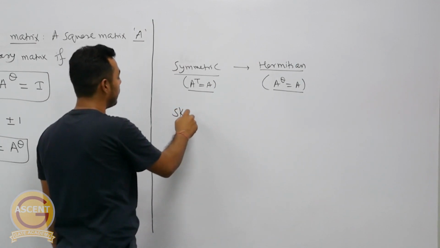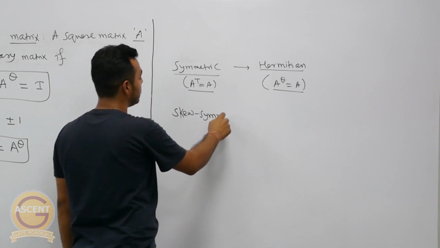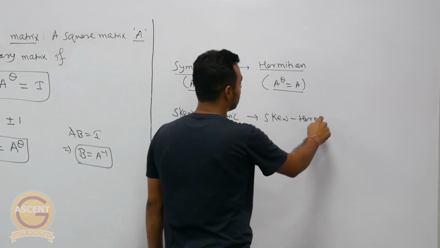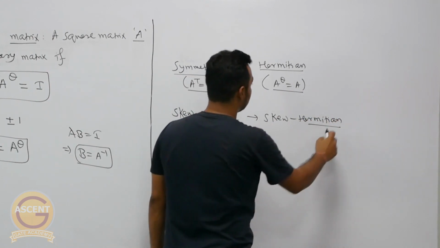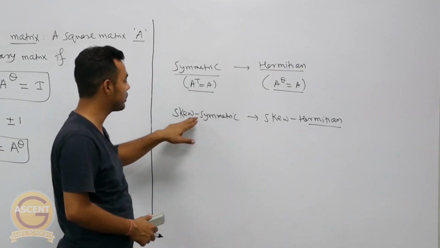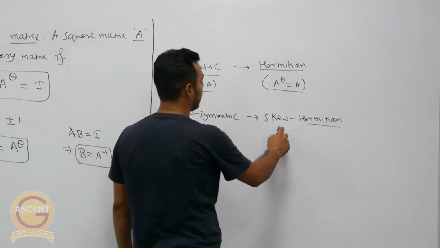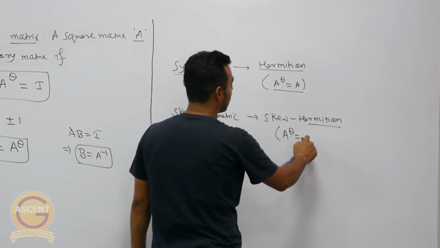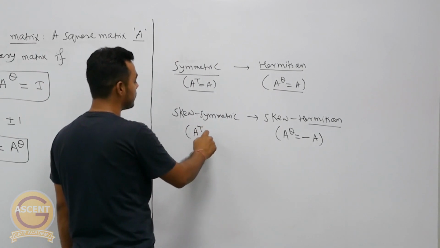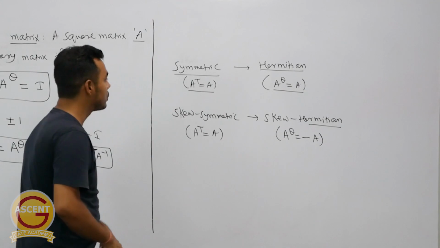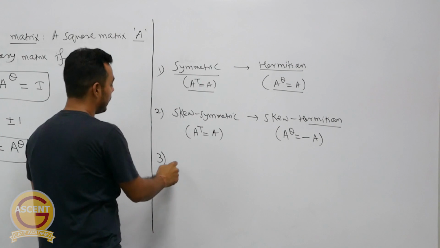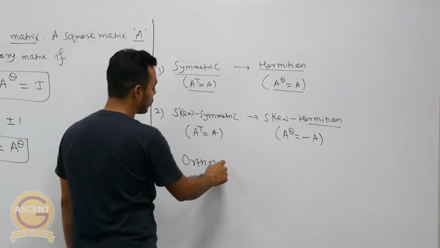Similarly, a skew-symmetric and a skew-Hermitian, these two are similar in the sense that if the matrix is of real numbers, then a skew-Hermitian matrix will become a skew-symmetric. The reason is that in case of a skew-Hermitian, the definition was conjugate transpose of A is minus A, and in case of skew-symmetric, the definition was transpose of A is minus A. So symmetric, Hermitian, skew-symmetric, skew-Hermitian, and then the third matrix that we had seen was orthogonal matrix.